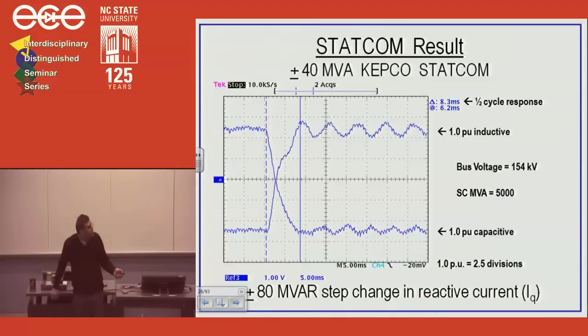So now you see that this is a real test waveform. I mean, this is a real field waveform, measured on a scope. What I'm trying to show here is that when I make a step change of this controller from one per unit inductive, which is 40 MVA inductive, to minus 40 MVA capacitive, I get this response. But it's interesting that I have the same hardware, same controller, and when I do it the other way, I get a response which looks different from this step response. How is that possible? We've got the same hardware, same controller, right?